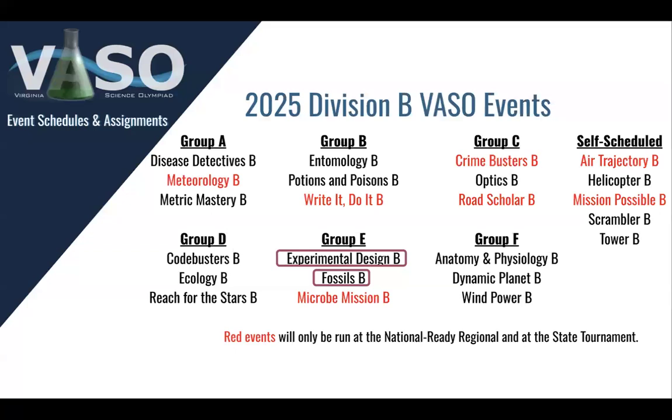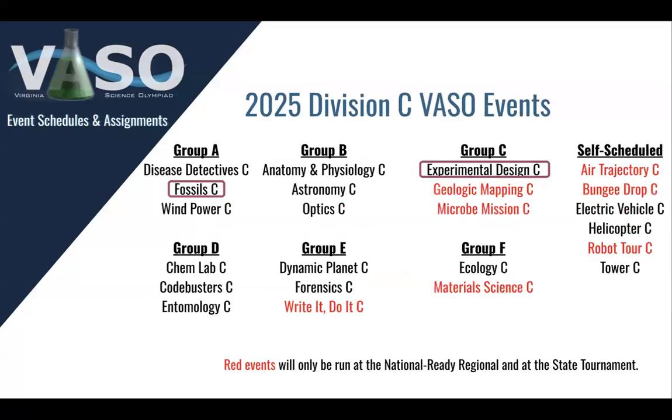However, those two events also show up in the 2025 Division C schedule, and they do not conflict with each other. They're in separate groups. So a Division C student could compete in fossils as well as experimental design, since they are guaranteed to not happen in the same time slot.